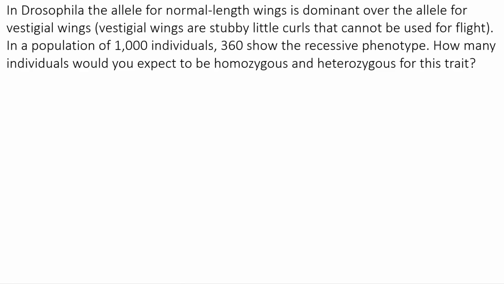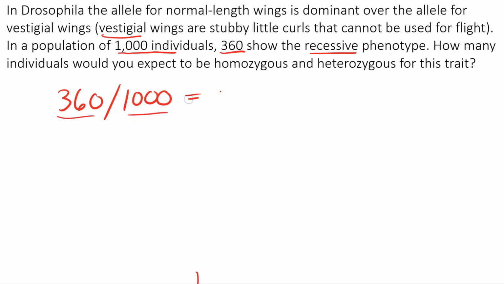So keep in mind when trying to solve Hardy-Weinberg problems, you really have to figure out the proportion of individuals in the population that exhibit the recessive phenotype. So in this example, they are telling you that out of 1,000 individuals, 360 show the recessive phenotype, which is this vestigial wing shape. So the first thing, again, is figuring out the percentage of individuals that are recessive. So if you take the 360 vestigial wings out of the total population, you get 36%.